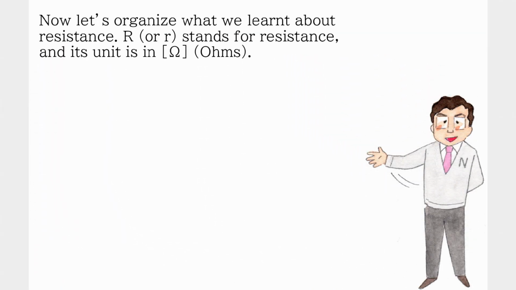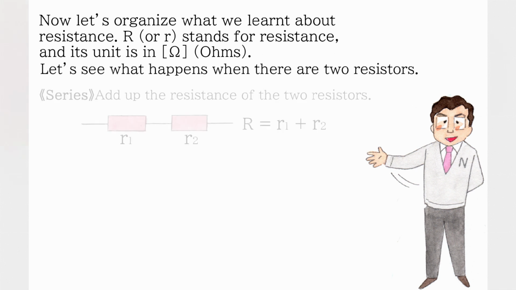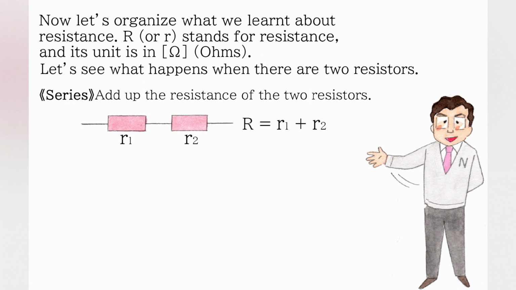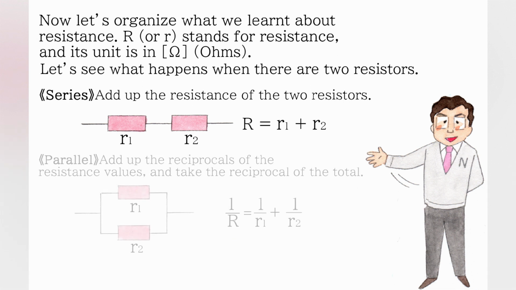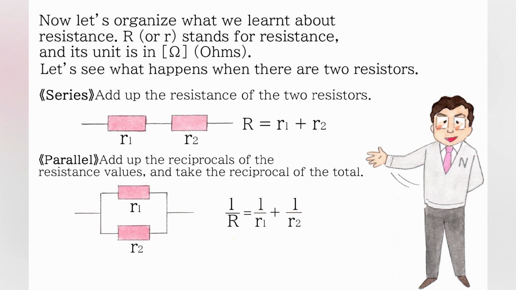Now, let's organize what we learned about resistance. R stands for resistance and its unit is ohms. Let's see what happens when there are 2 resistors. Series: add up the resistance of the 2 resistors. Parallel: add up the reciprocals of the resistance values and take the reciprocal of the total.